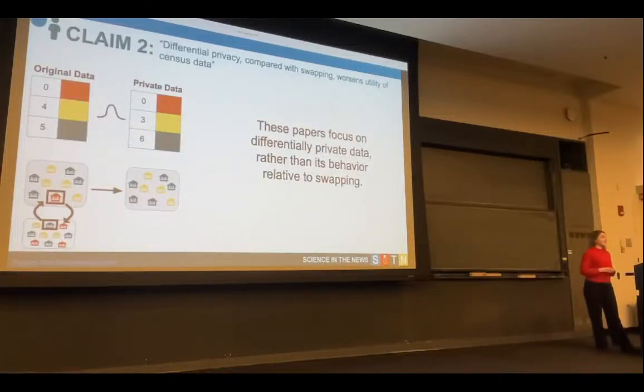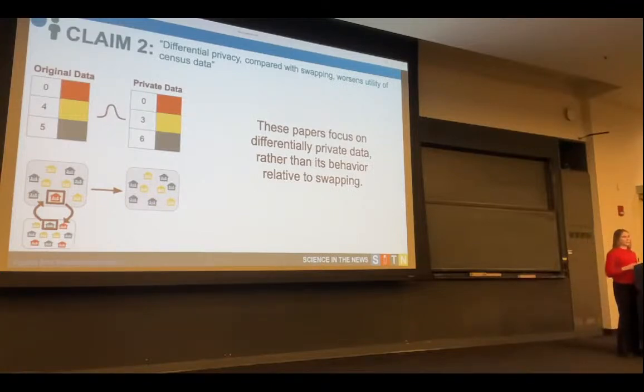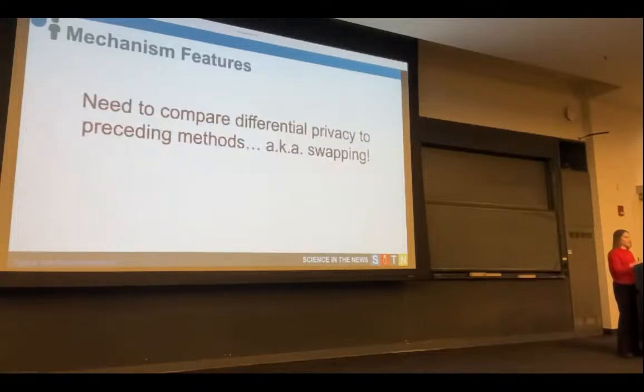The second claim was that differential privacy compared with swapping worsens the utility of census data. And the results do show this, but the results also focus on differential privacy in isolation rather than its behavior relative to swapping. So we need to ask if they're really asking the right questions to address comparing mechanism utility, as these papers were comparing swapped data, or the output of swapped data, to differentially private data. So it doesn't mean anything to evaluate differentially private data on its own. We need to contextualize it in previous methods to understand how it compares.